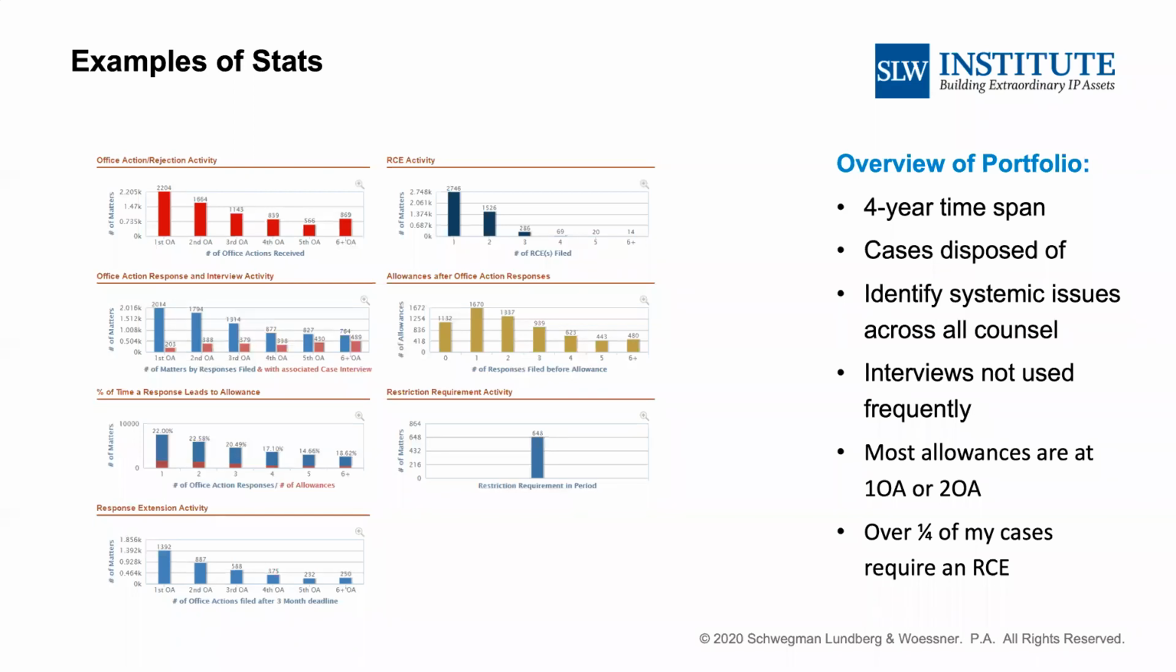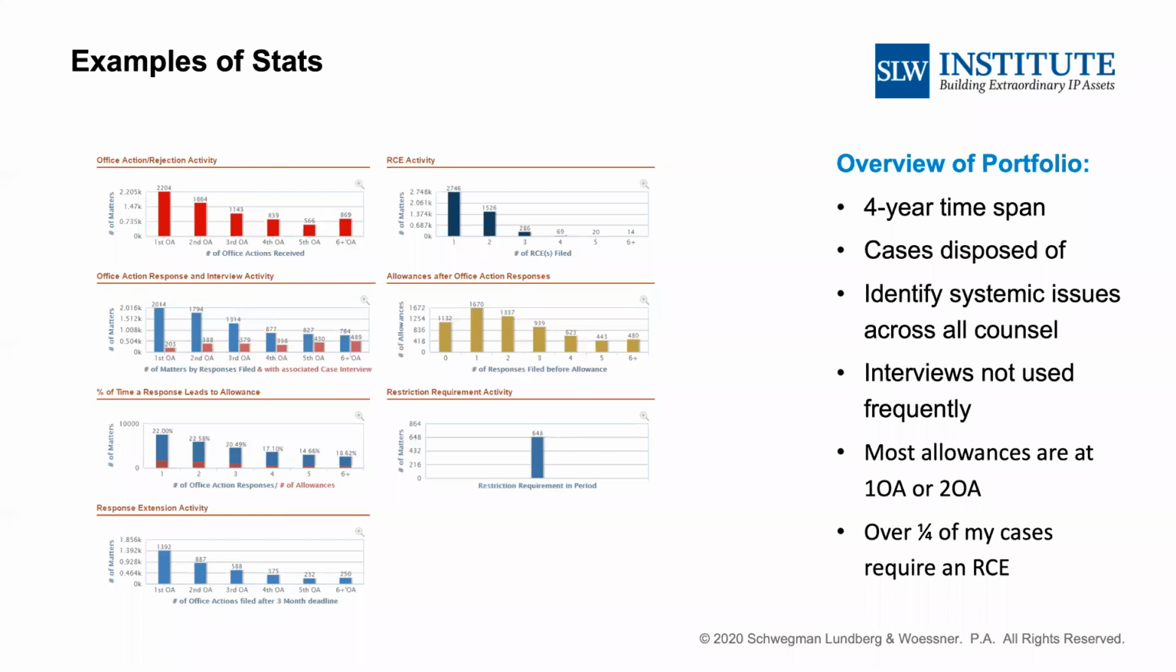If you look at the slide below that, or dig into some of those matters, you could use that to ask: of those 203, for example, that had interviews at the first office action, what number of those actually got me closer to an allowance?